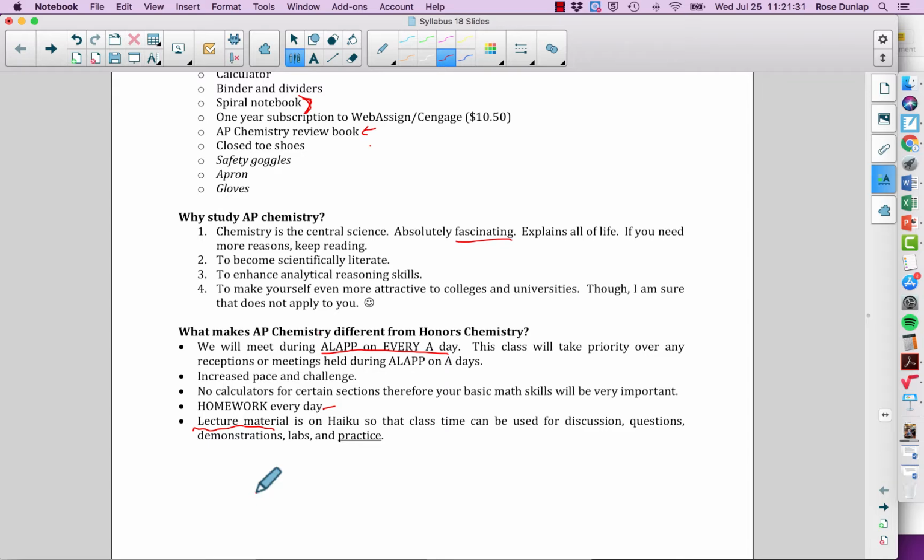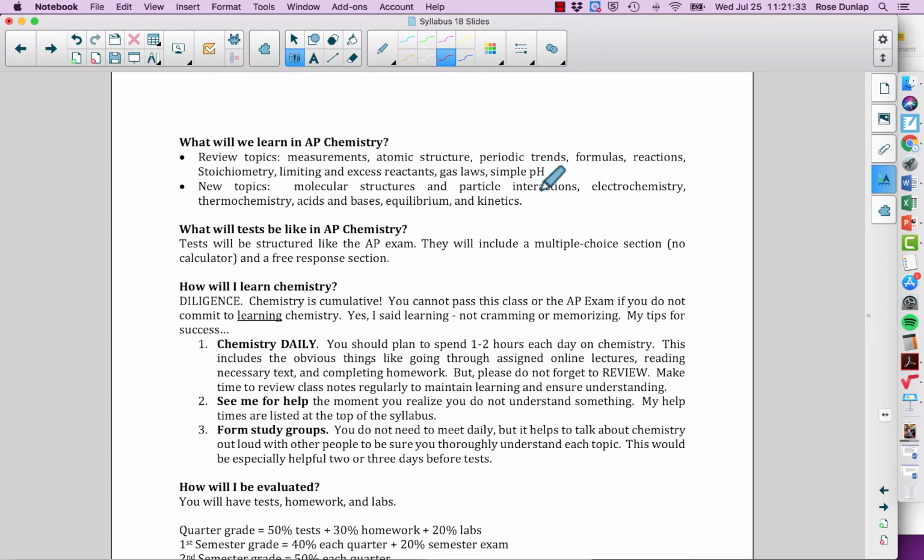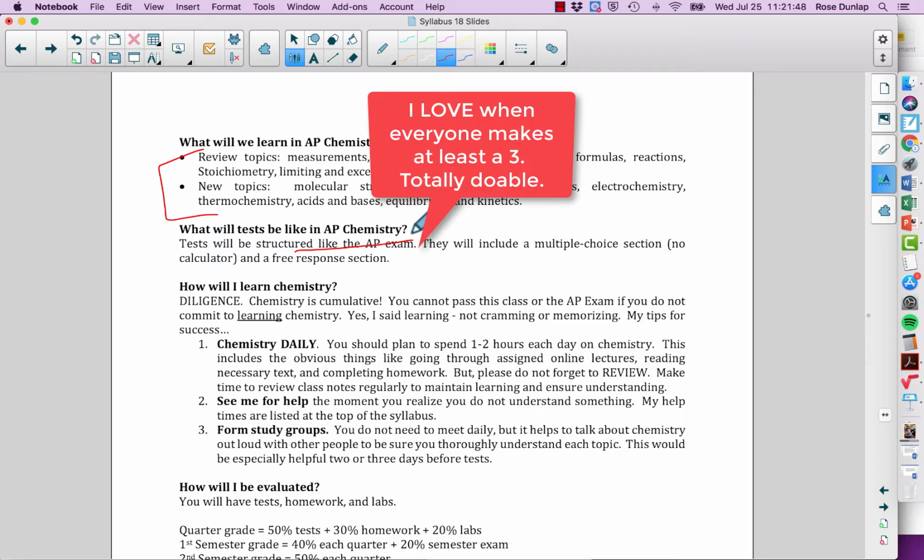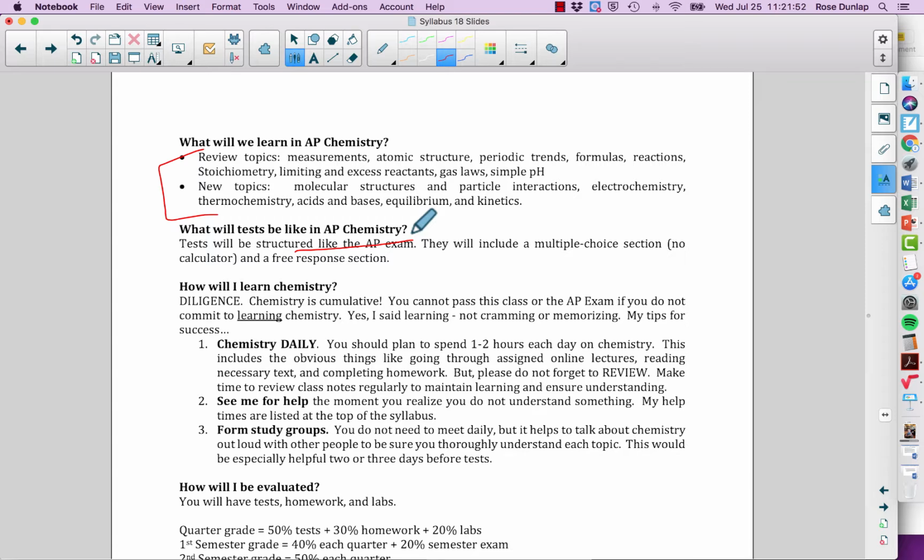Okay, next up. Here are the topics we'll cover. Some of it is review. We'll cover pretty much all the review topics in the first chapter or 2, and then we'll hop on to new topics. Tests will be structured like the AP exam, right? By the time you get to the AP exam, you will be super comfortable with the format because everything we do is going to be geared towards preparing you to be successful on the AP Chemistry exam.